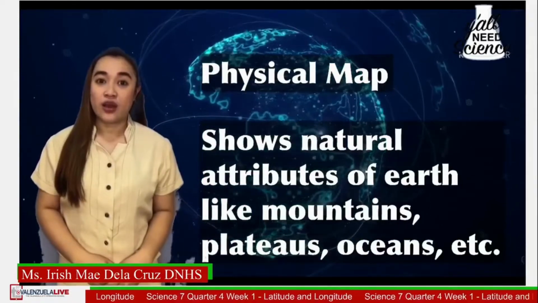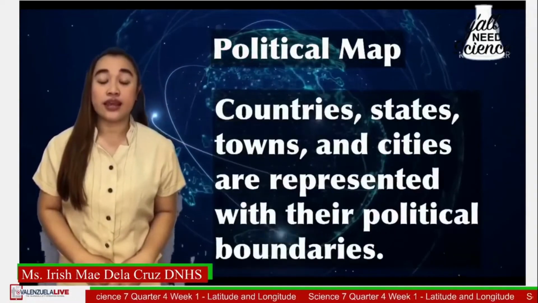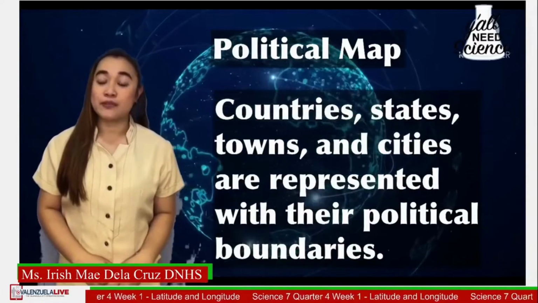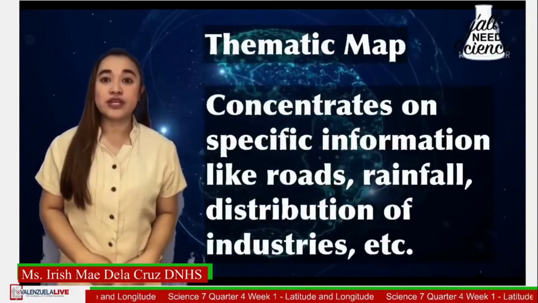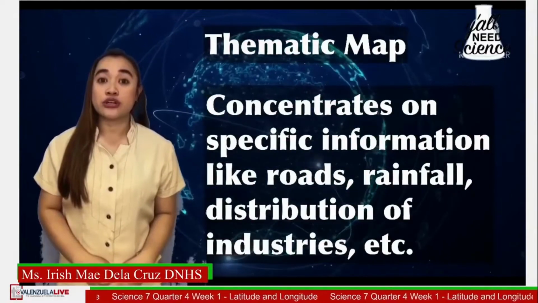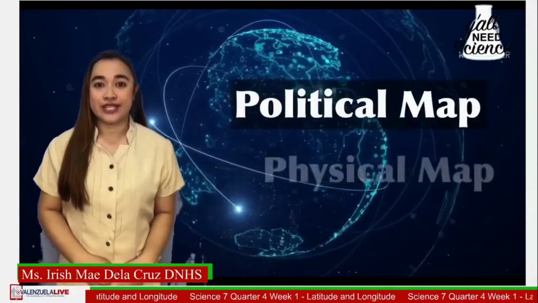While the political map, it is a map in which countries, states, towns, and cities are represented with their political boundaries. And lastly, we have the thematic map, the one that concentrates on specific information like roads, rainfall, distribution of industries, etc. And with these maps, the most common map that we use are the political map and the physical map.